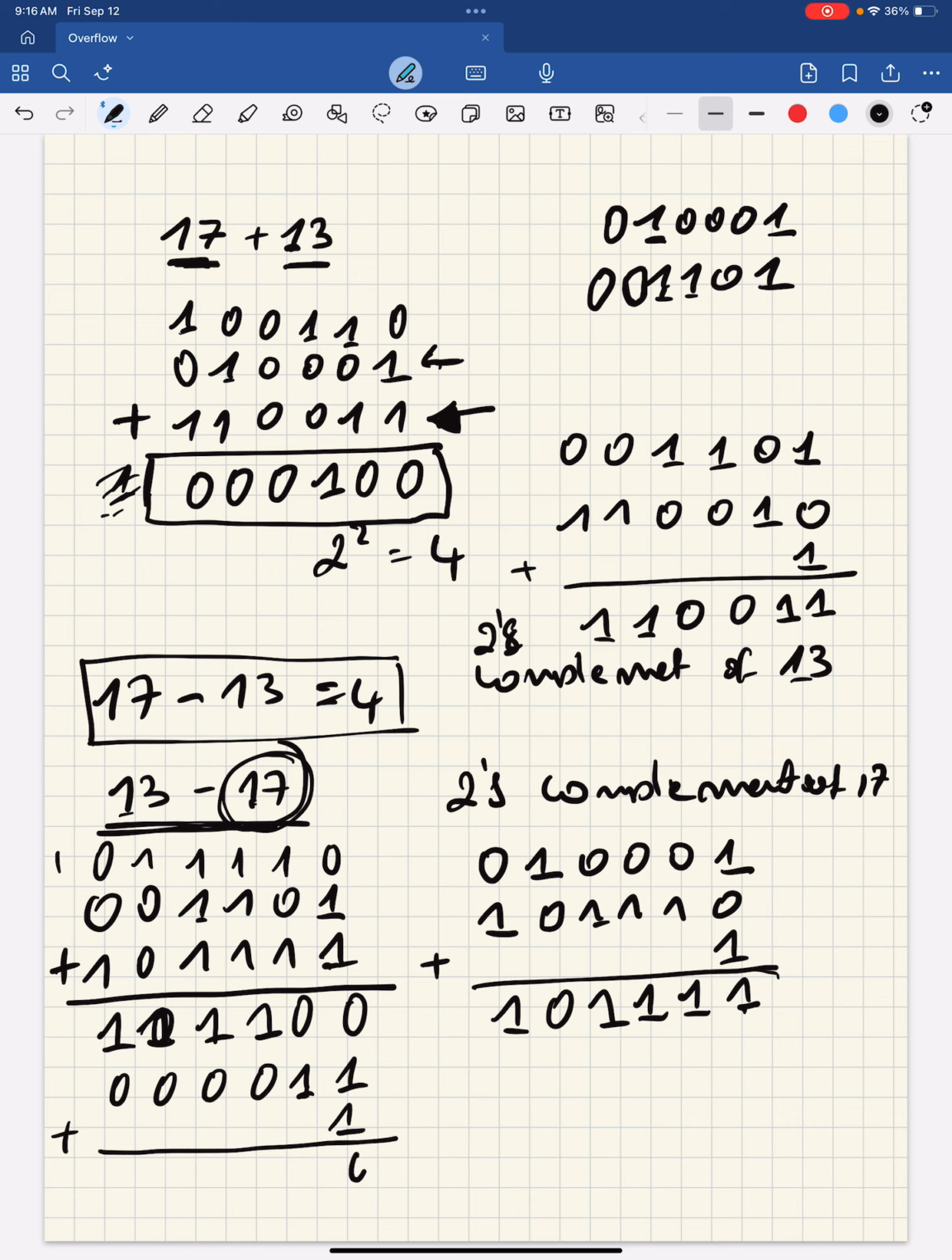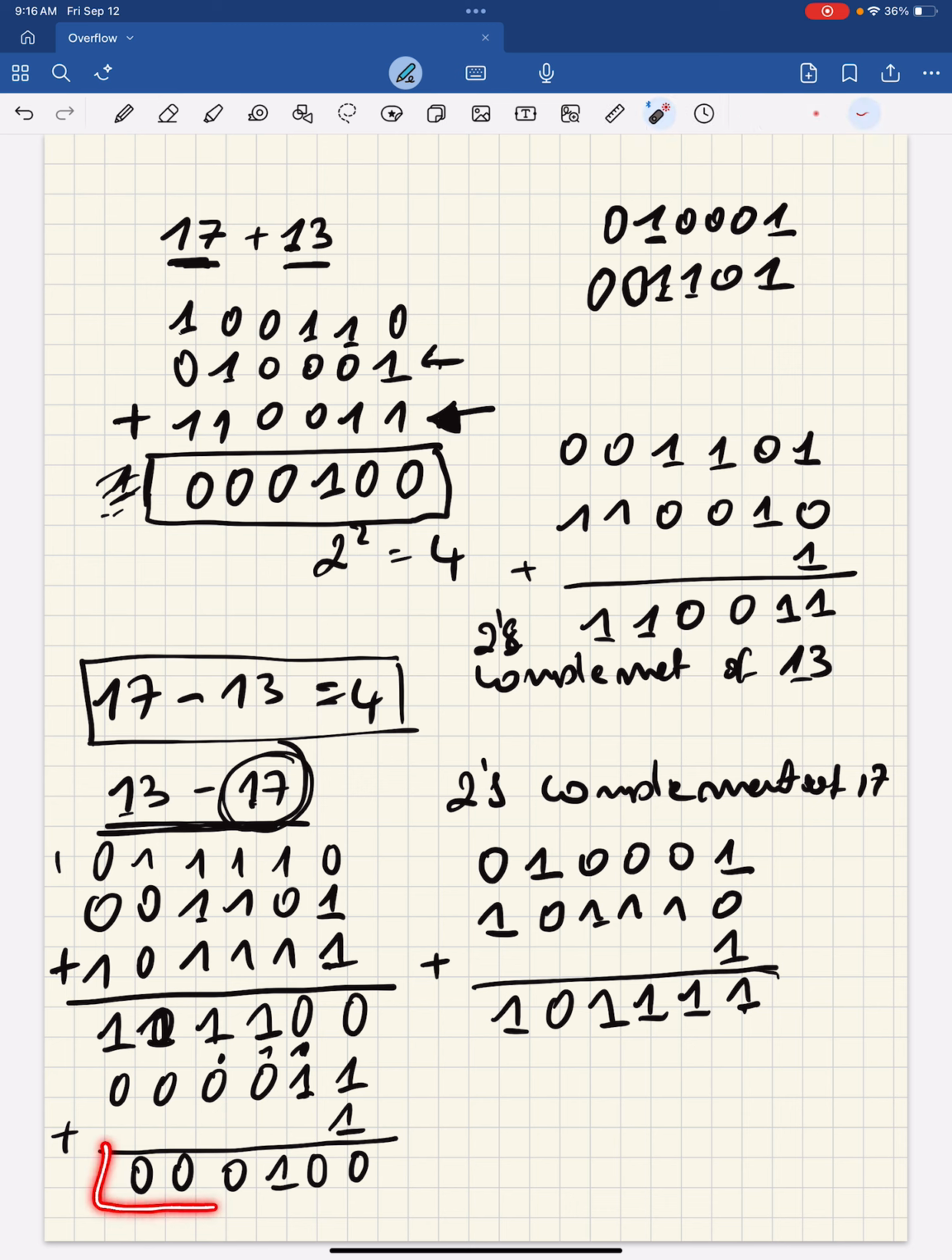1 plus 1 is 0, carries 1. 1 plus 1 is 0, carries 1. 1 plus 0 is 1, and then the carry is 0. 0 plus 0 is 0. 0 plus 0 is 0. 0 plus 0 is 0. So our final result is 0, 0, 0, 1, 0, 0. And this value corresponds to 4.